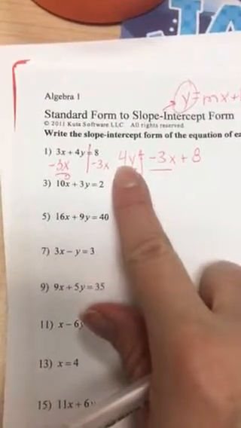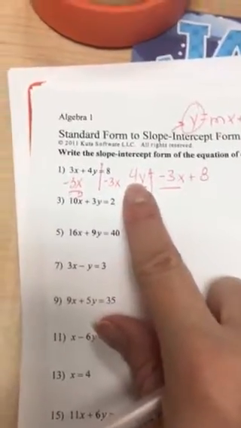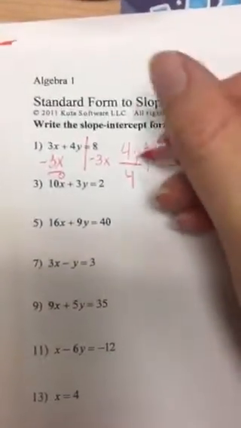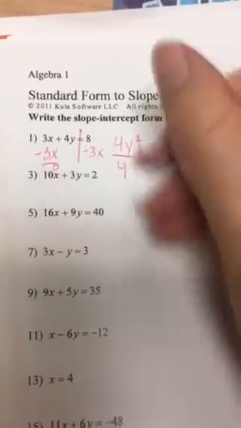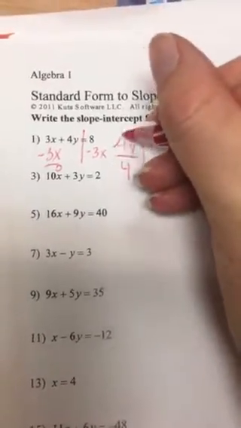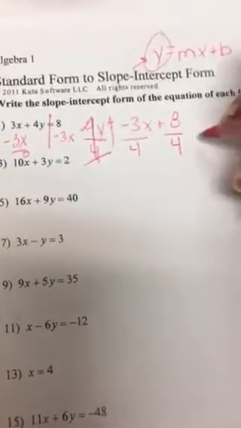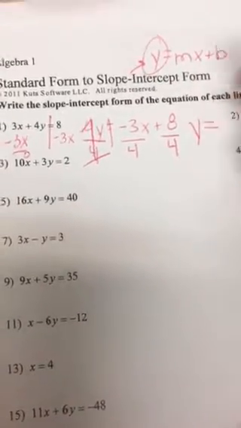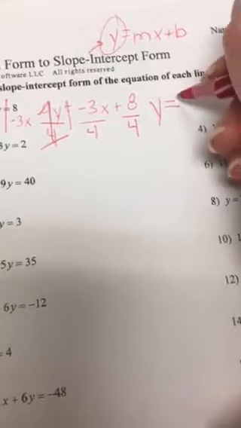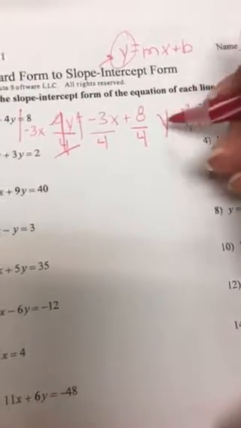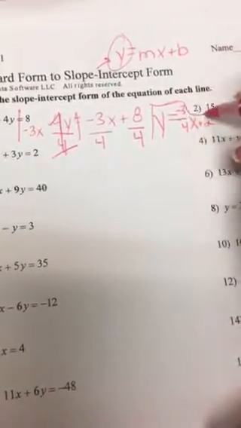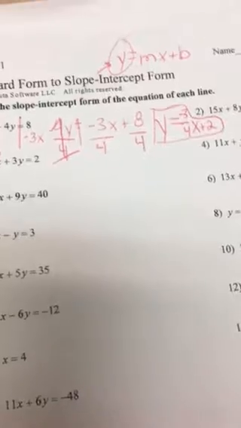Is the y by itself yet? No. I need to divide by 4. And I'm going to divide everything by 4. 4 divided by 4 is 1. So I'm left with y equals negative 3/4 x. 8 divided by 4 is 2. And this would be the equation in slope-intercept form.